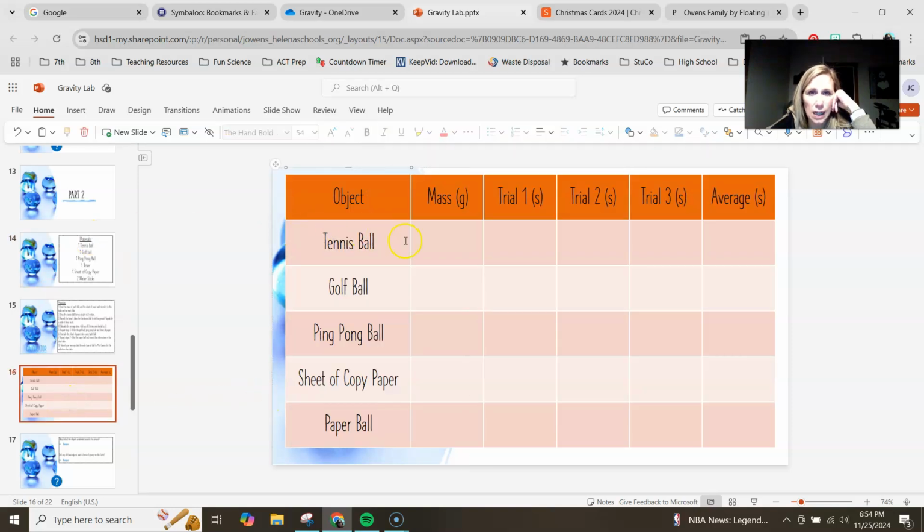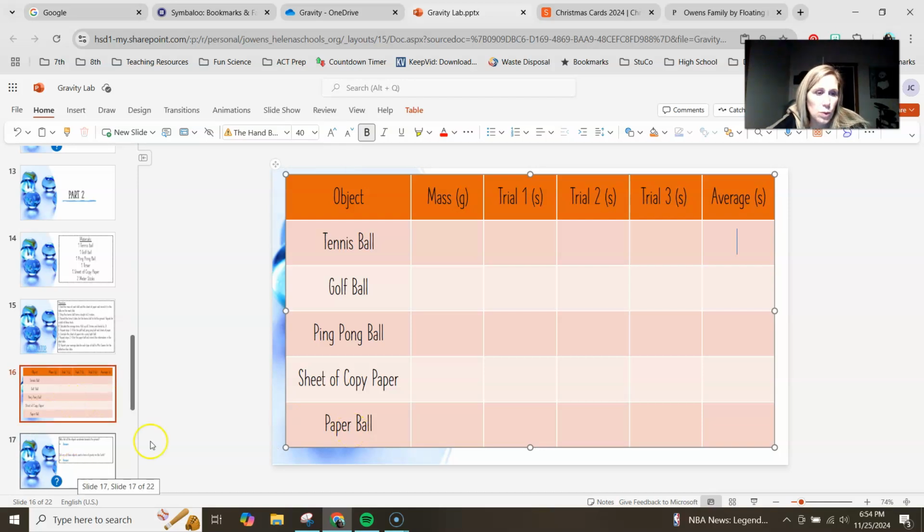So what we did in class is we had each of these objects that we were able to drop, and we collected data on them, took their masses, and then we timed using 3 trials and then an average the amount of time it took from the release of the tennis ball to it hitting the ground from a 2-meter distance. Same with golf ball, ping pong ball, an open sheet of copy paper, and then they wadded up the paper into a ball and dropped that as well. Okay, and what we find is that there might be a little bit of difference in the times, but for the most part, they're all pretty close.